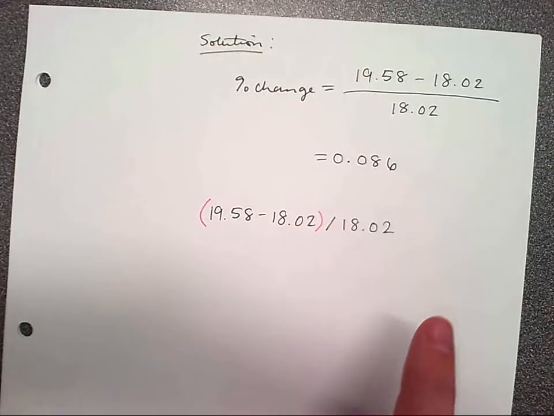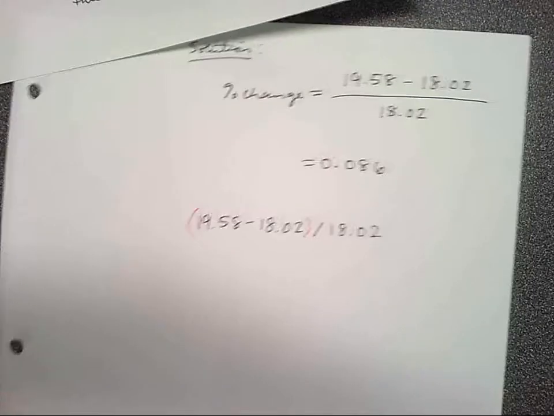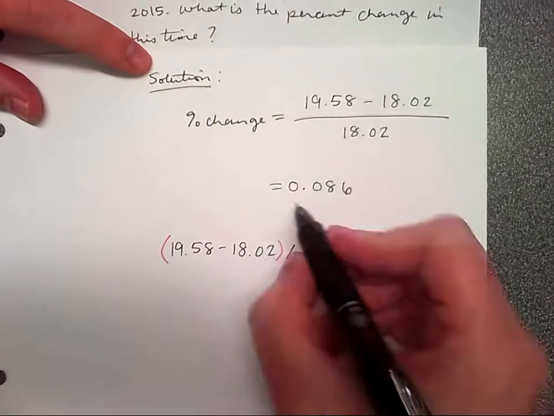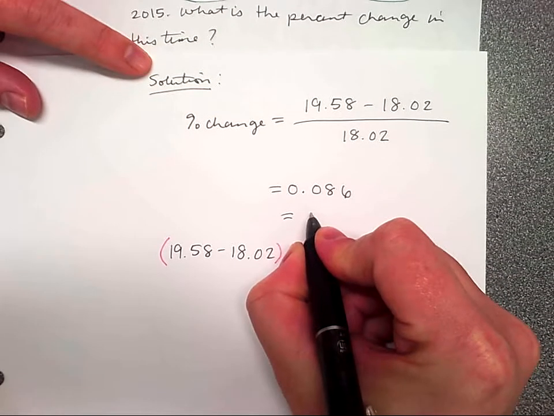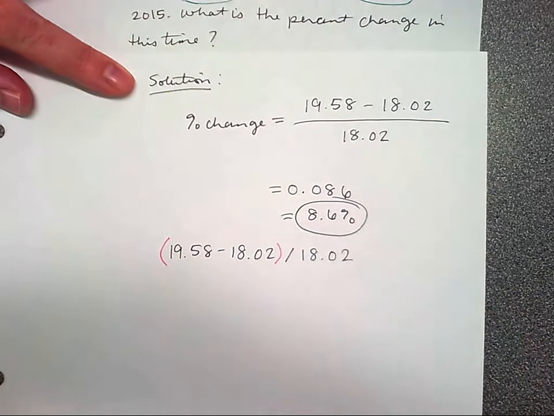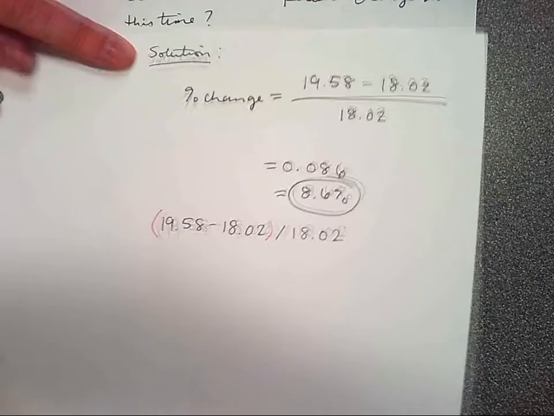So is this my answer? Now you gotta move it to the right, so 8.6%. So what are you getting? 8.6%. Good. That's your answer. So make sure you're answering the question.